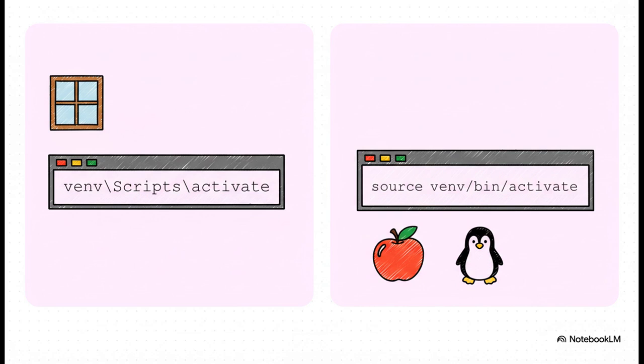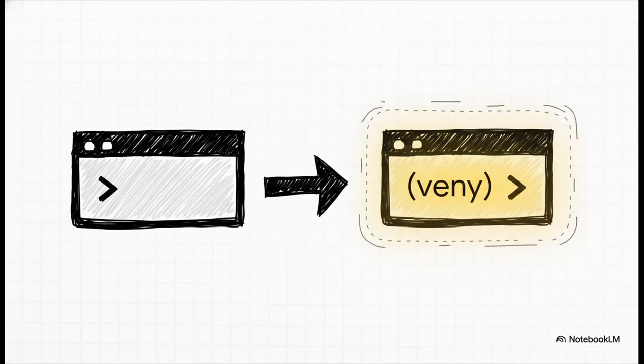Great, the folder is there, but just creating it doesn't do anything yet. You have to turn it on. You have to activate it. Now the command here is a little different depending on if you're on Windows or a Mac/Linux machine, but the idea is exactly the same. For all you Windows folks, you'll point to the activate script. For my Mac and Linux users, you'll use the source command. And how do you know you did it right? You'll see it immediately. Look at your command prompt.